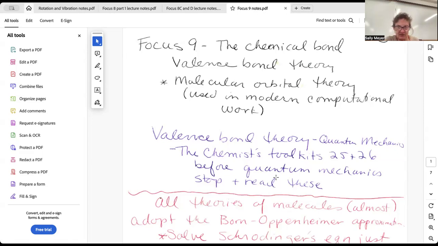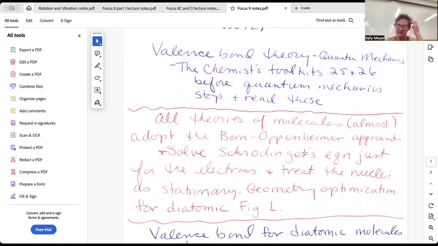So read the Chemist's Toolkit 25 and 26. That'll remind you of Lewis structures and VSEPR geometries, and then we can compare back to that. Lewis structures and VSEPR geometries were a theory created by Lewis way before quantum mechanics was developed, and so our valence bond goes beyond that. With the development of quantum mechanics, you can see where Lewis structures and VSEPR geometries come from, but they're not very quantitative.